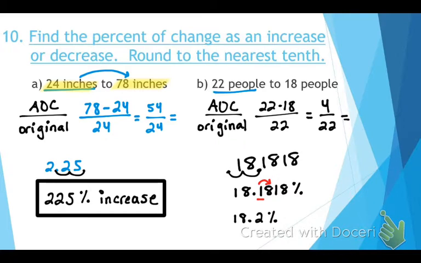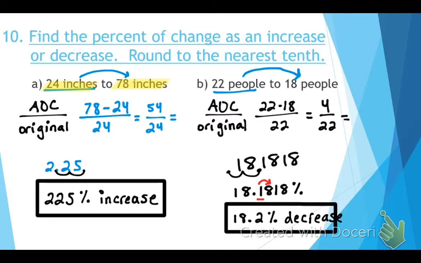We started with 22. By the end, there were only 18. So was that an increase or a decrease in attendance? It was a decrease of people in the class. Okay, so remember, when it asks you to round to the nearest tenth, make sure you've got a tenths place. A lot of you rounded to the nearest whole number. You want to have a tenths place.